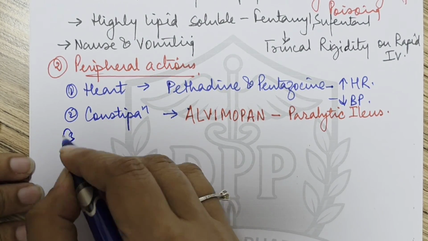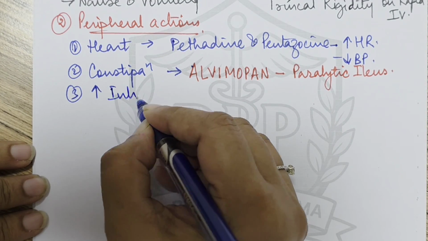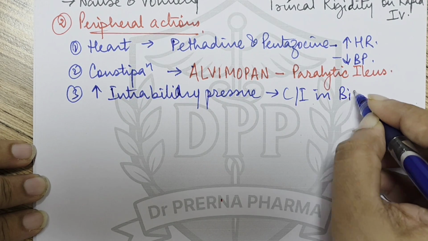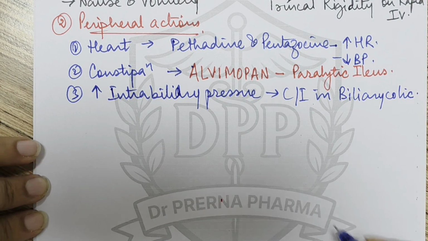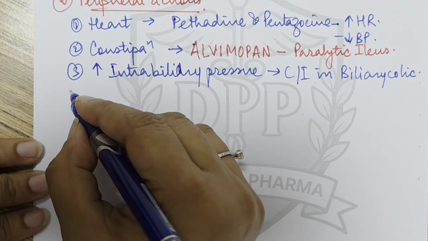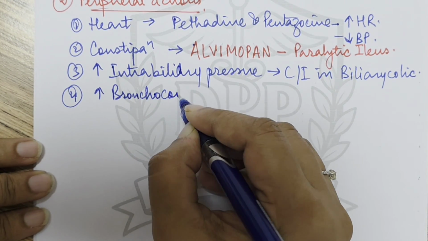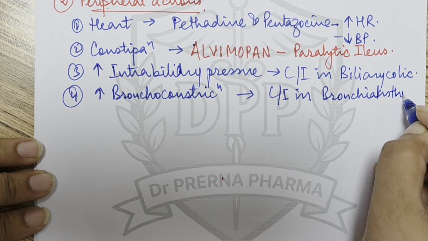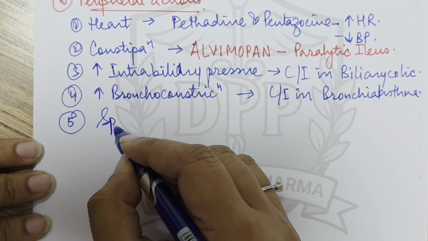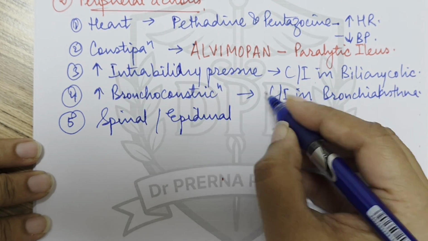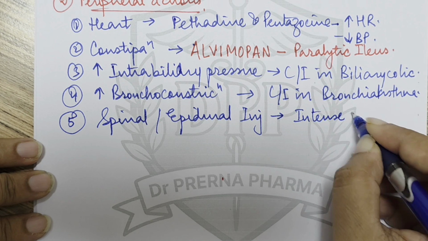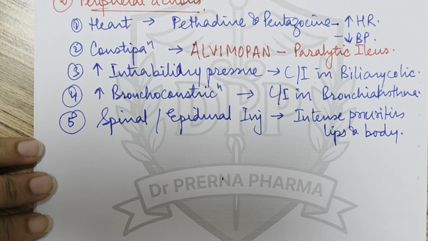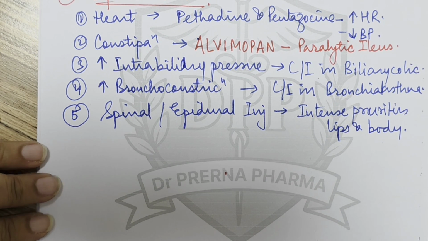Then they increase the intrabiliary pressure, and because of this they are contraindicated in biliary colic. So although they are analgesics, they are not indicated in biliary colic because they cause spasm here. Then next, they cause bronchoconstriction because they release histamine, so they are contraindicated in bronchial asthma, and they can even precipitate bronchial asthma in patients. Then next, spinal or epidural injection can result in intense severe pruritus over lips and body due to histamine release. They release histamine, and that is why they can do all these things. So these are some peripheral actions of morphine.